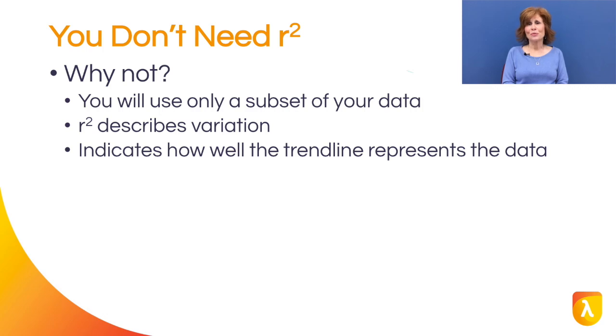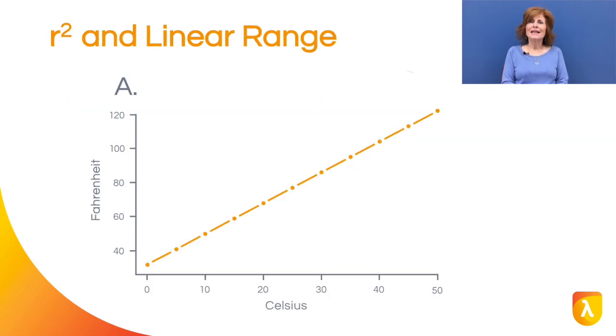It actually describes variation. R² is the symbol for the coefficient of determination and is a measure of how well the regression line or trend line represents the data. Take a look at example A, where temperature in Fahrenheit is plotted against temperature in Celsius. The regression line or trend line passes exactly through every point. The linearity of the trend line is perfect, so R² equals 1.